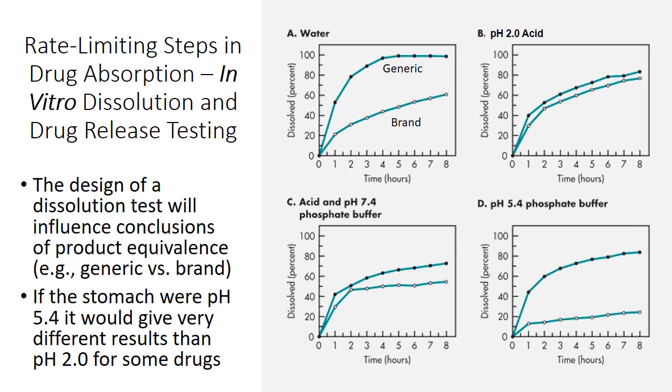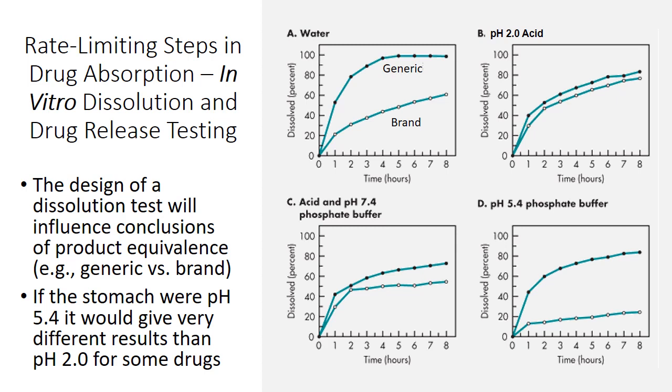And if we used a pH 7.4 phosphate buffer, I think they acidified this and then buffered it and raised the pH up to 7.4 at that point, what they found is pretty similar but not identical. But then if you went with a pH 5.4 phosphate buffer, which is a more acidic phosphate buffer, you get a very different result. And that's probably due to something in the excipients that are changing the release rate and things like that. So the main point is that the conditions that you're using might change your conclusion.